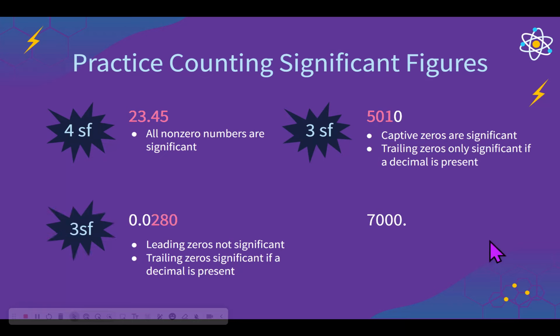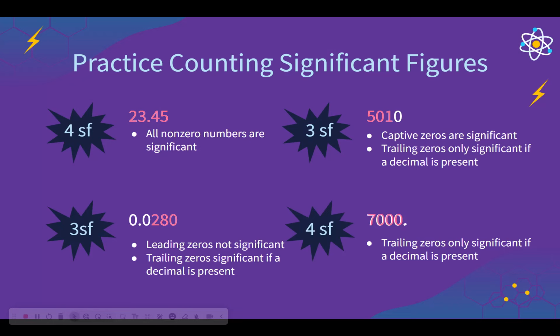Finally, 7,000, and I want you to notice at the back of this number is a decimal point, okay? So that's important because these zeros are all trailing zeros. If there's a decimal, they count as significant. If there's not a decimal, they don't. So this decimal there tells us that those zeros are all significant.